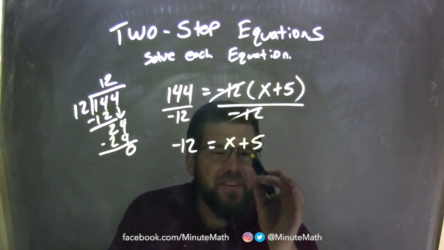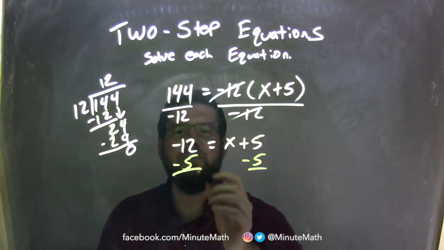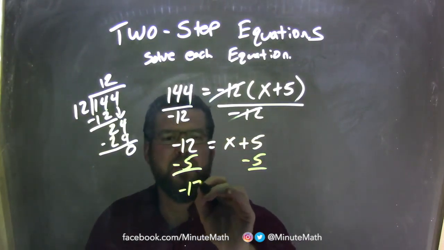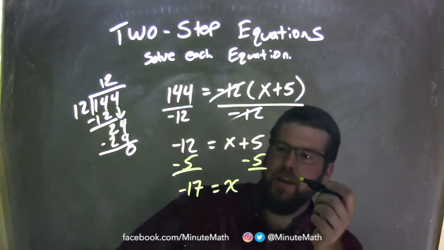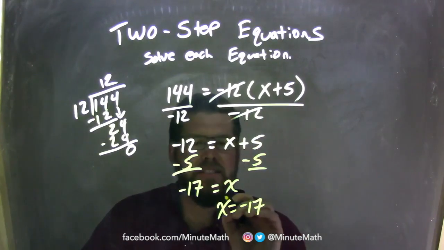Well, opposite of addition, subtraction. So I'm going to subtract a 5 to both sides. Leaving me with negative 12 minus 5 is a negative 17. Equals, well, what's left is x. Now, let's write this a little nicer here. That x first, and so we have x equals a negative 17. That's my final answer.